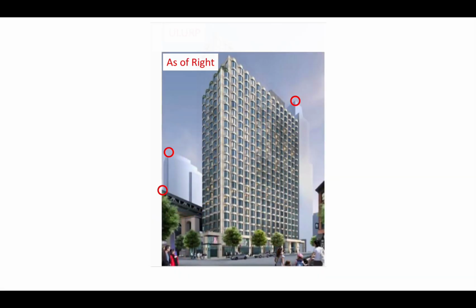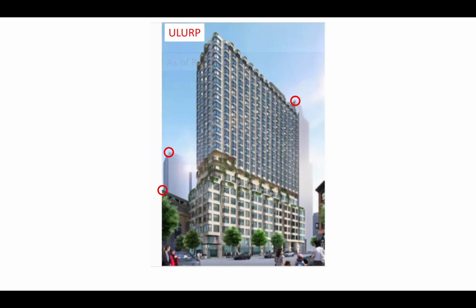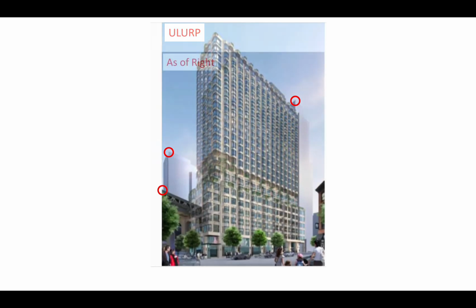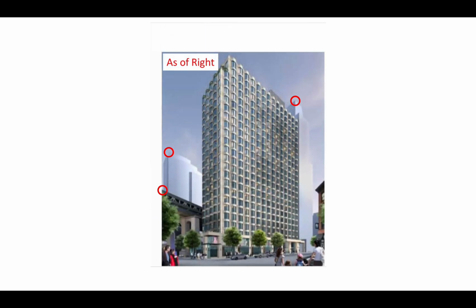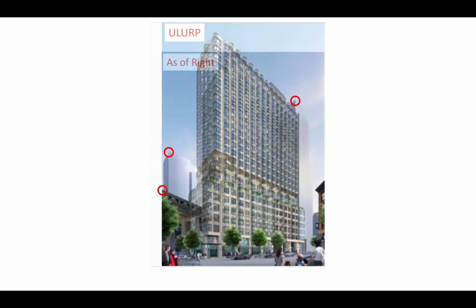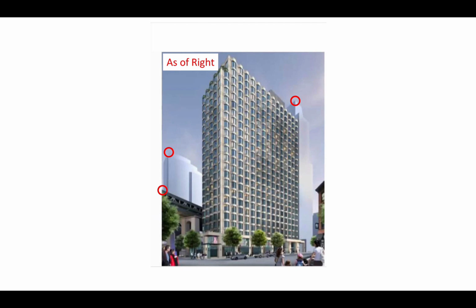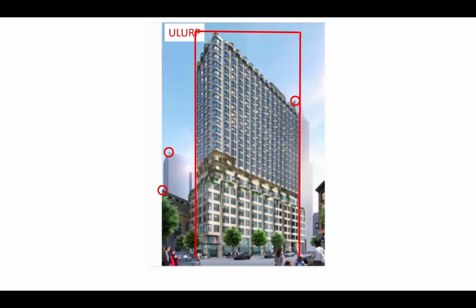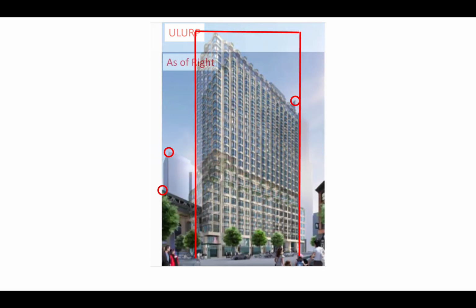Now we can reverse engineer Rabsky's image manipulation until we have an apples-to-apples comparison. And that's what we've done here in this new overlay. We know that this is correct because the buildings in the background and the objects in the foreground do not move as we switch between the as-of-right and the ULURP rendering. Finally, from this more accurate apples-to-apples comparison of the building sizes, it's clear that the ULURP development building is much bigger.